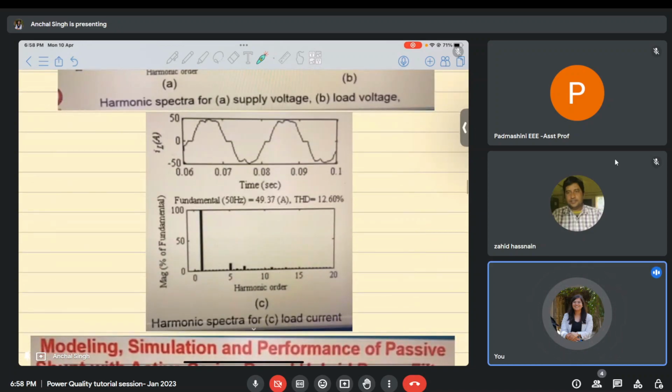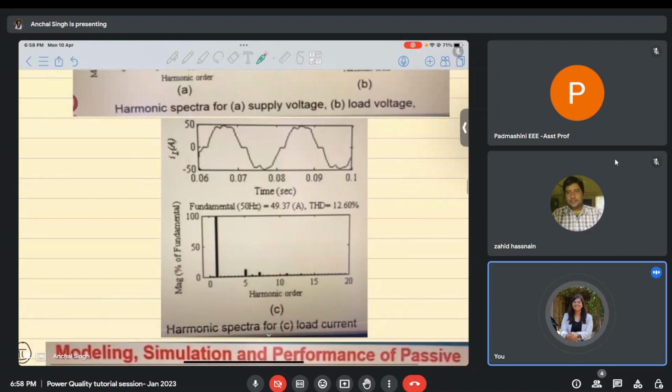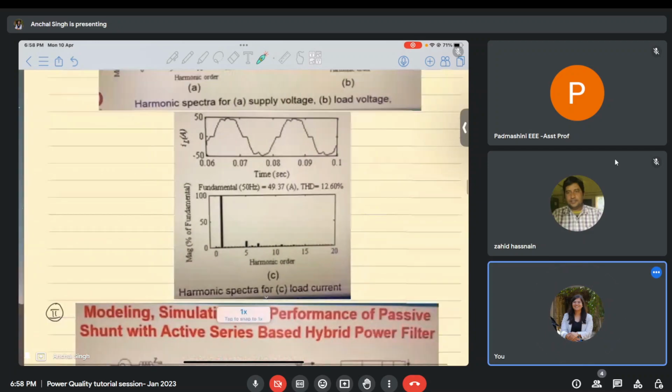Similarly, if you look at the THD value of the load current, it is 12.6%, very high. And even with this highly harmonic load of 12%, we are able to obtain a beautiful sinusoidal supply current of 2.9% THD because of the presence of the hybrid filter.